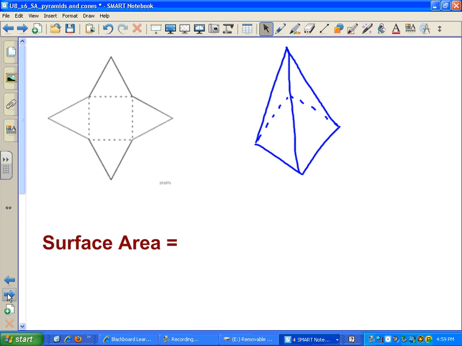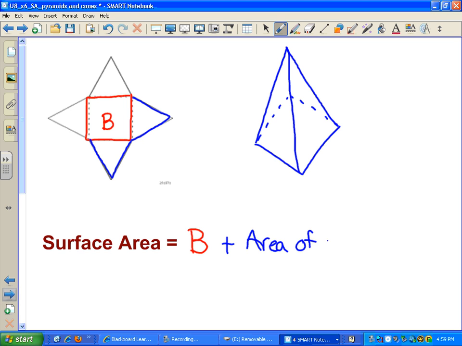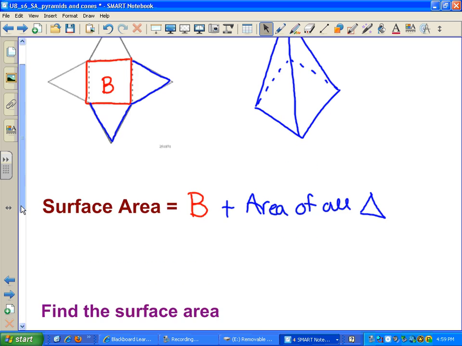So when I unfold it, I have this base in the middle here. And so to find the surface area, we'd have to find the area of the base plus we'd have to find the area of all of these triangles. So plus area of all triangles. So that's how we're going to use this formula. Really, we're just finding the area of all the surfaces. So let's take a look at an example.